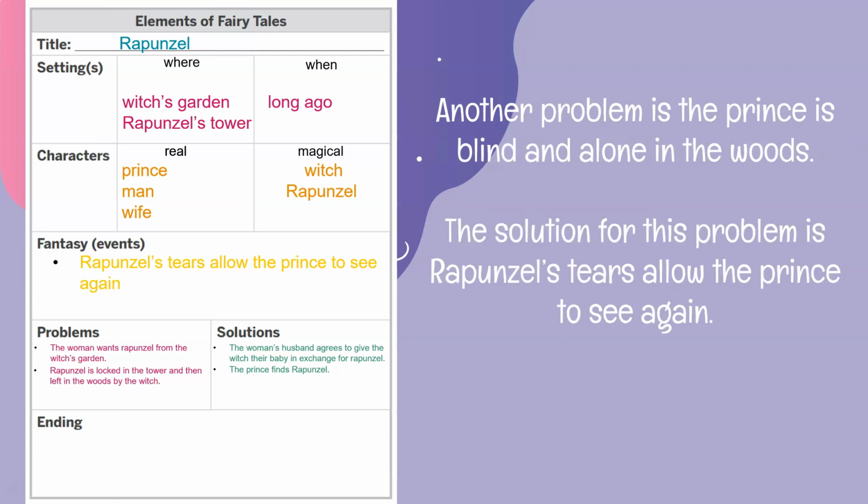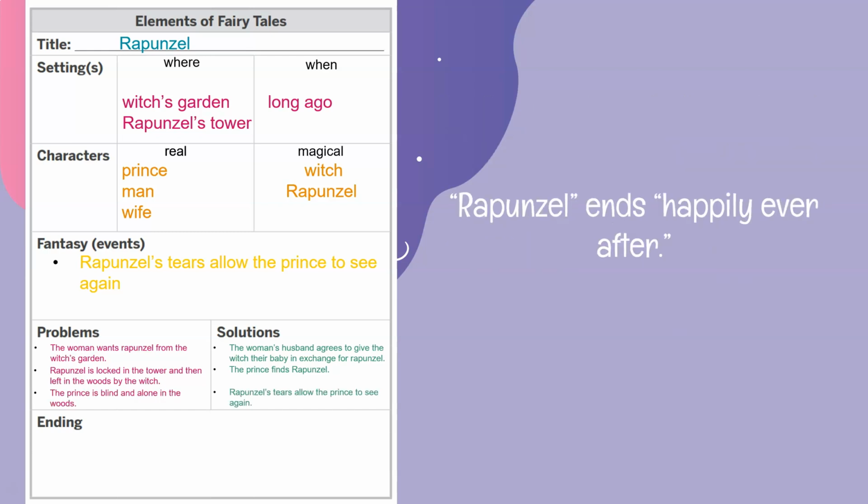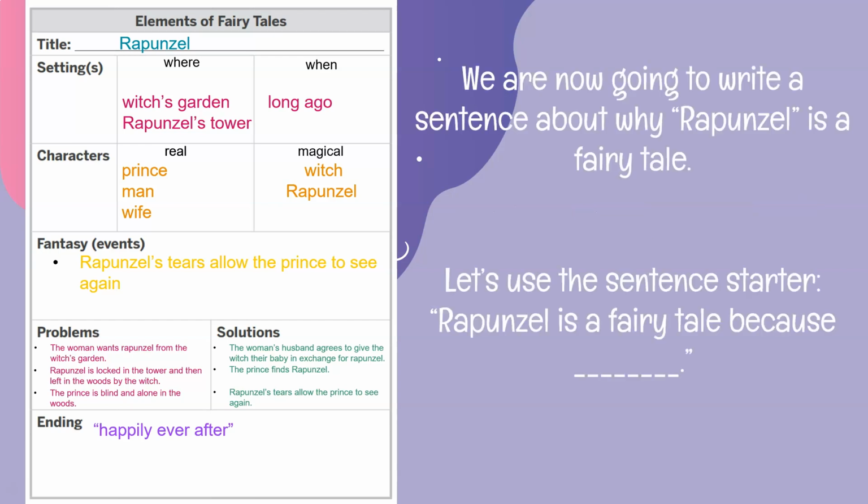The last problem in Rapunzel is when the prince is blinded and left alone in the woods. The solution is Rapunzel's tears allow the prince to see again. Rapunzel ended happily ever after. Rapunzel and the prince were married and went to live in his kingdom.